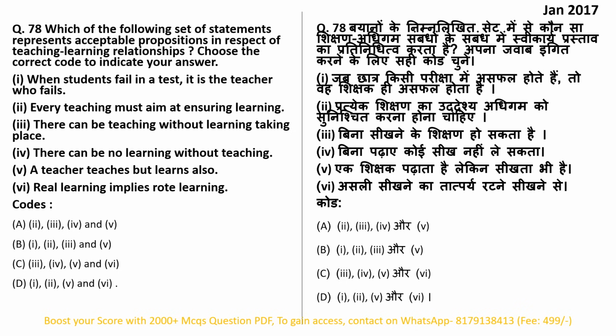Which of the following set of statements represents acceptable propositions in respect of teaching learning relationship? Choose the correct code. When students fail in a test, it is the teacher who fails. Every teacher must aim at ensuring learning. Yes, this is right. There can be teaching without learning taking place. This is also true. There can be no learning without teaching. This is not right. A teacher teaches but learns also. This is also true.